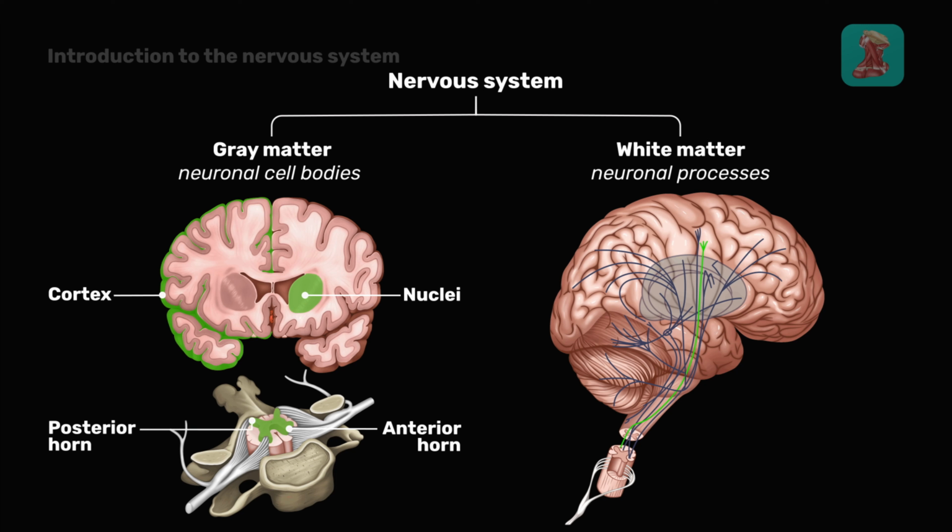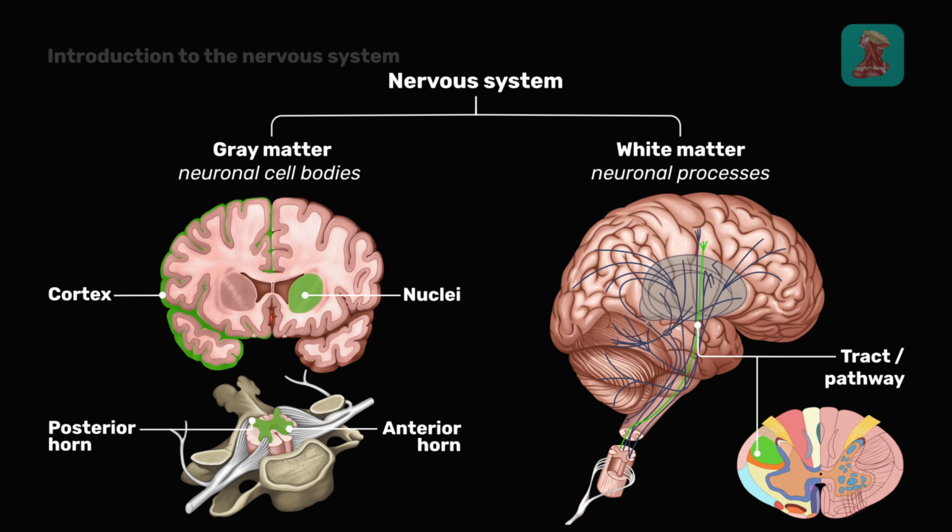White matter histologically consists of the processes of neurons, and the already mentioned myelin sheath gives it its white color. In the central nervous system, axon bundles united by a specific function are called tracts or pathways.